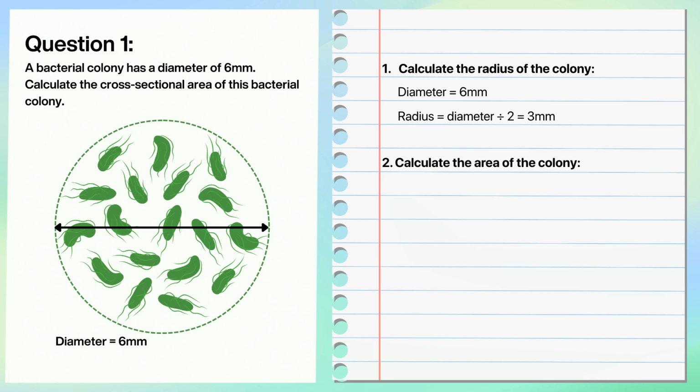Next, we can calculate the area of the colony by applying the formula for the area of a circle. Area equals pi r squared. When we put in the radius length of 3 millimeters, we get a total cross-sectional area of 38.2 millimeters squared.